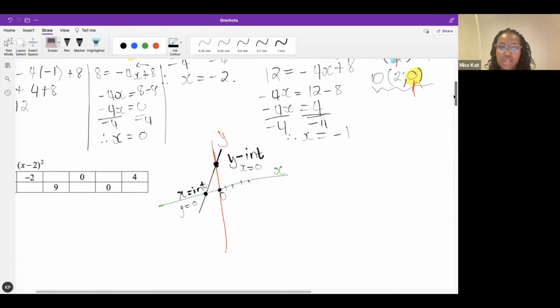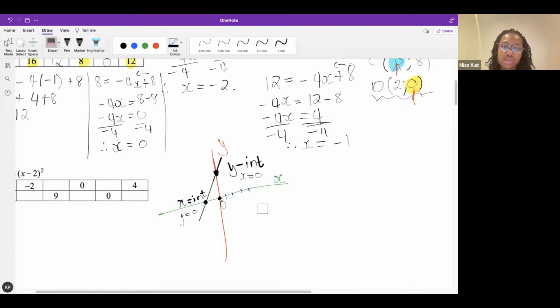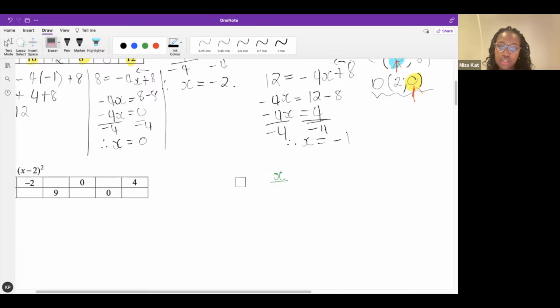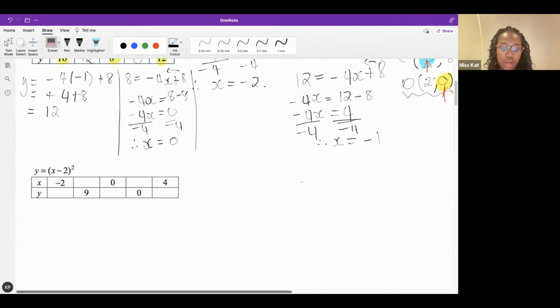Does anyone want to take a screenshot quickly before I rub this little mini graph out? Time is flying. Yay, we are making sense. Okay, hopefully everyone who wanted to take a screenshot has taken it. Let's do this. Okay. Wonderful. Now let us do the next graph.